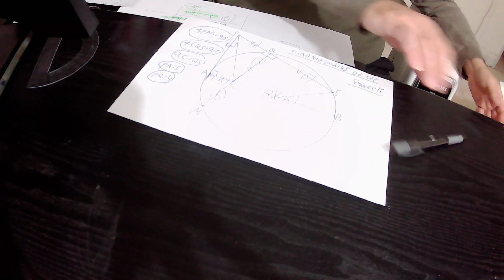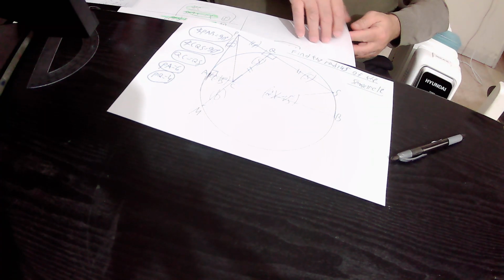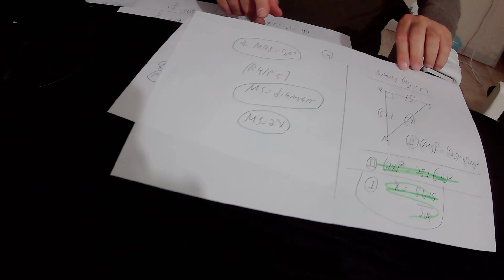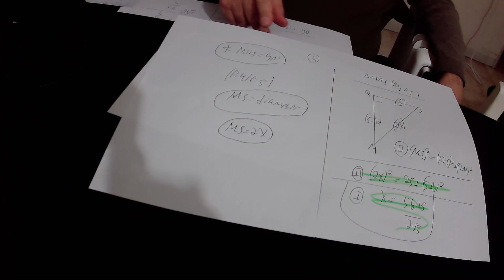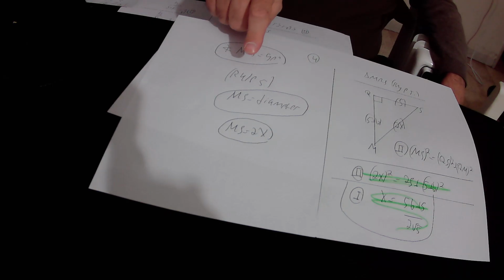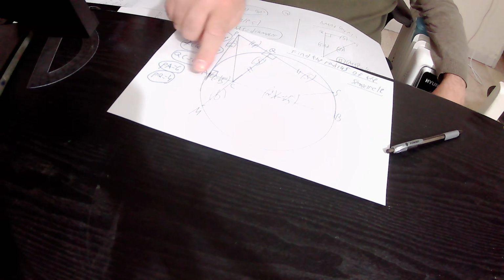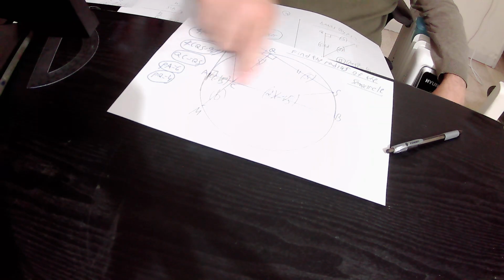I repeat again, because of the fact that peripheral angle MQS is equal to 90 degrees, it must rest on the diameter of the circle. Peripheral angle MQS rests on MS, therefore MS must be the diameter of the circle. The radius is x, therefore the diameter MS must be equal to 2x. The diameter MS is 2x.